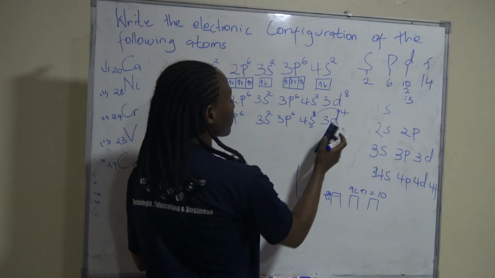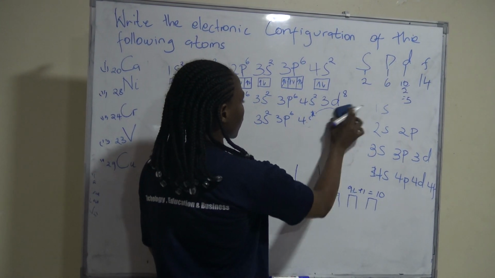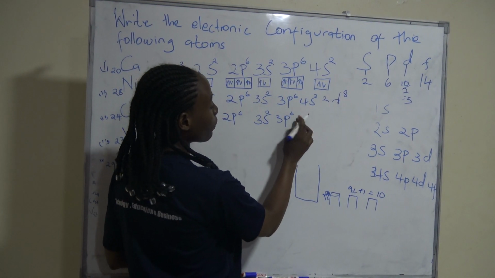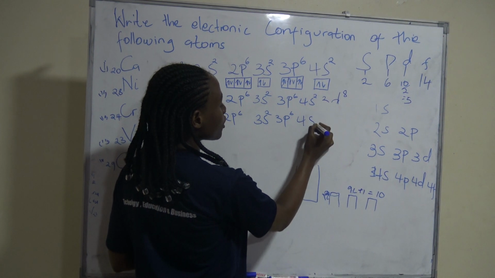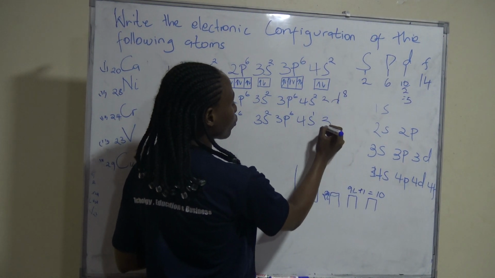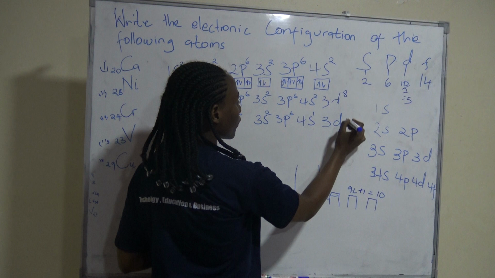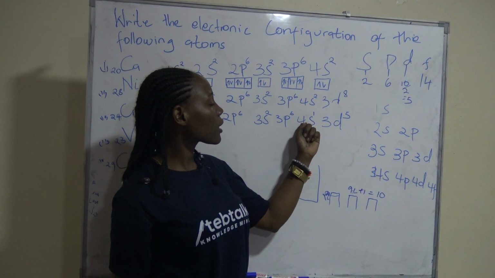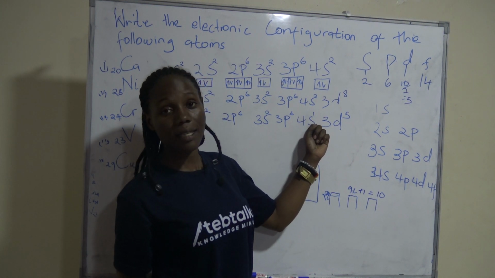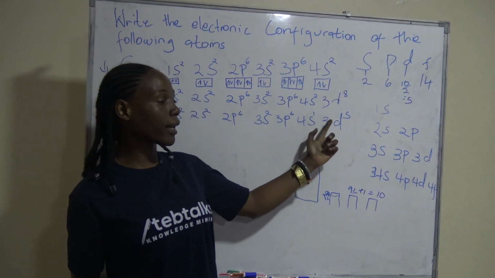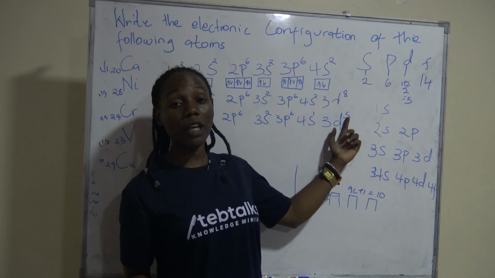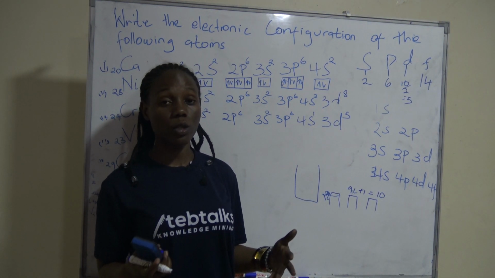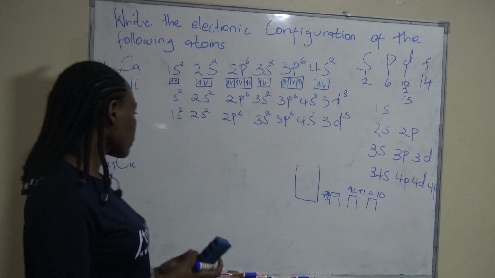So the proper electronic configuration of chromium, from 3p6, we have 4s1 and 3d5. The s subshell of the fourth energy level had to donate 1 electron to the 3d orbital such that it can get half filled and increase its stability.